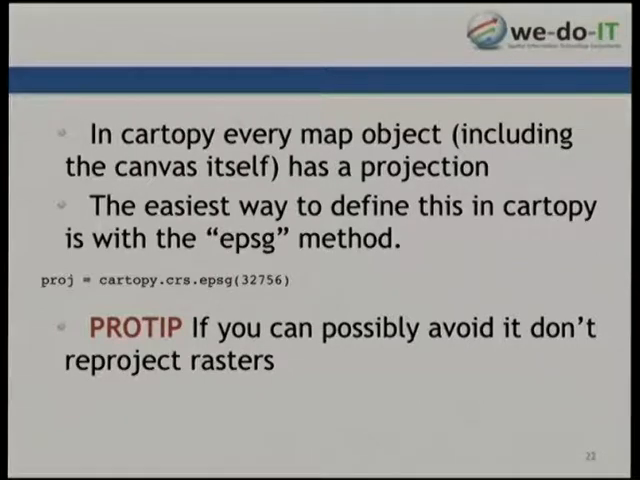Great. The other tip I really have here, and it's really important, is if you can possibly avoid it and you've got a raster image, don't try and reproject it. It's lossy and takes a long time and a lot of memory. If you've got vector data, it's really easy to reproject that because it's just a simple point-to-point reproduction. Rasters have that, but they also need to be interpolated. So if you can keep the raster in the original projection, your life is going to be a whole lot easier.